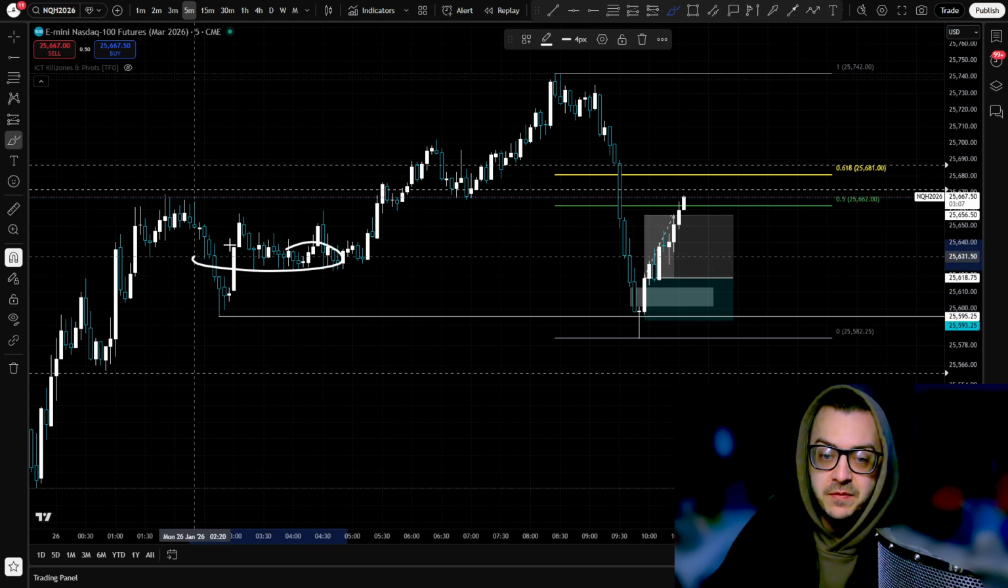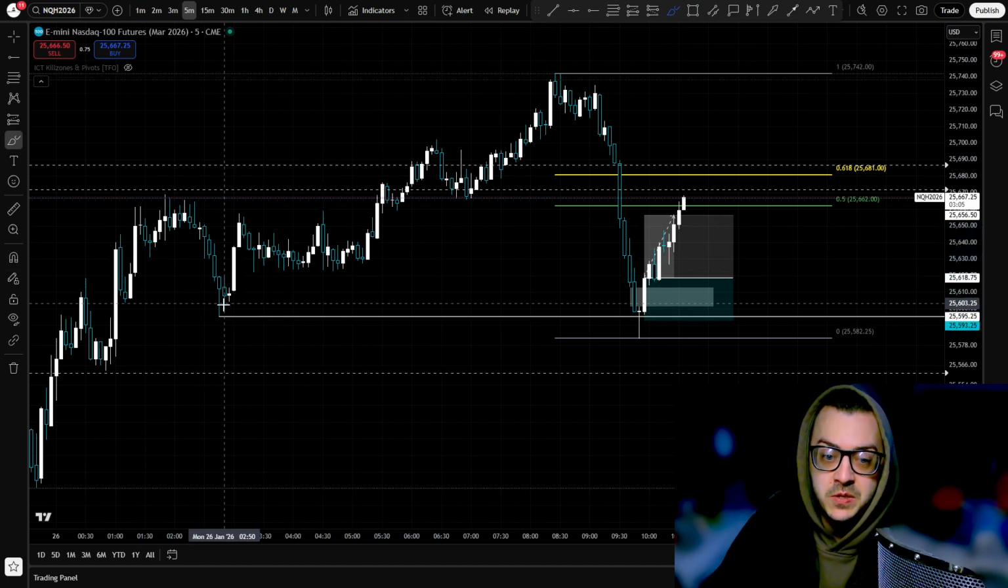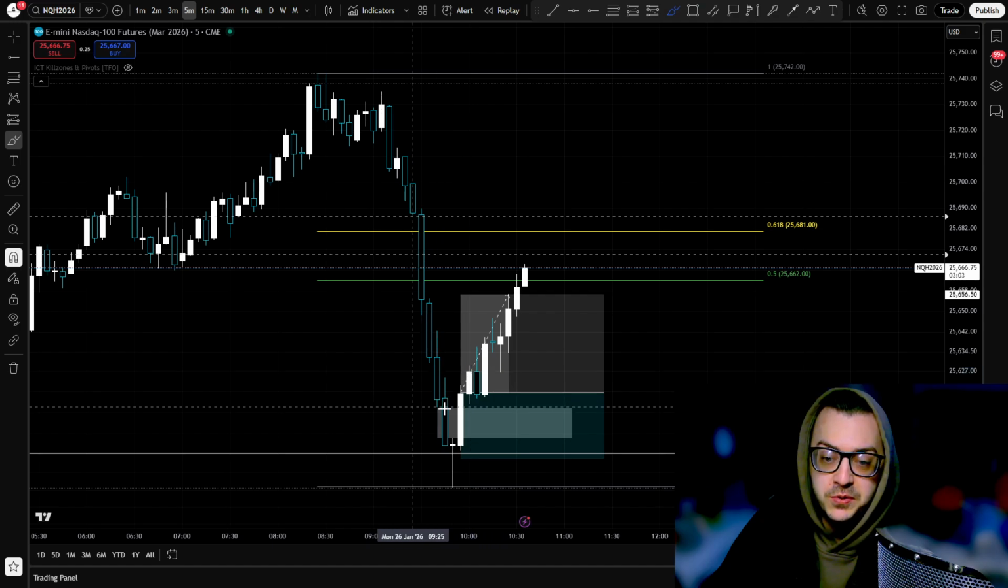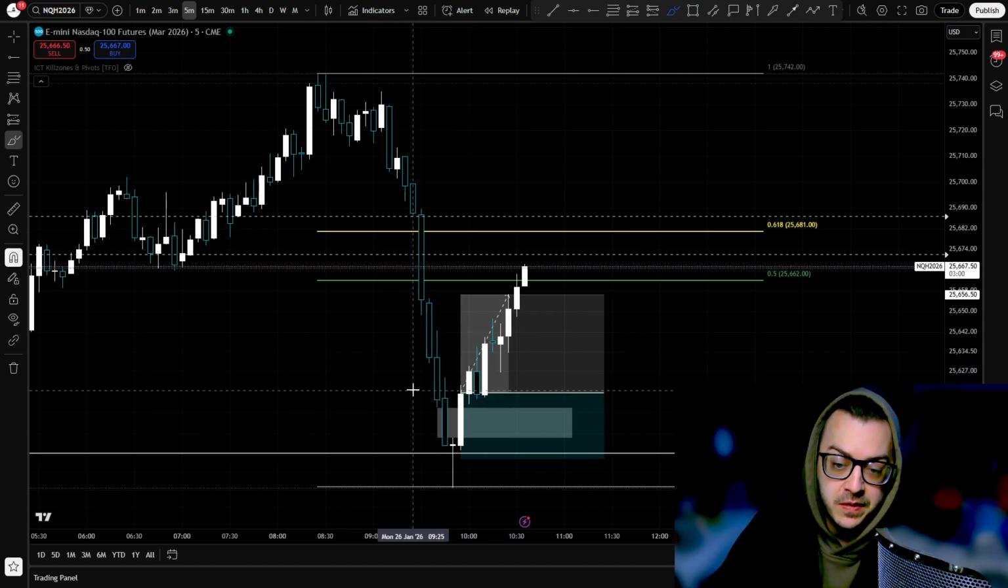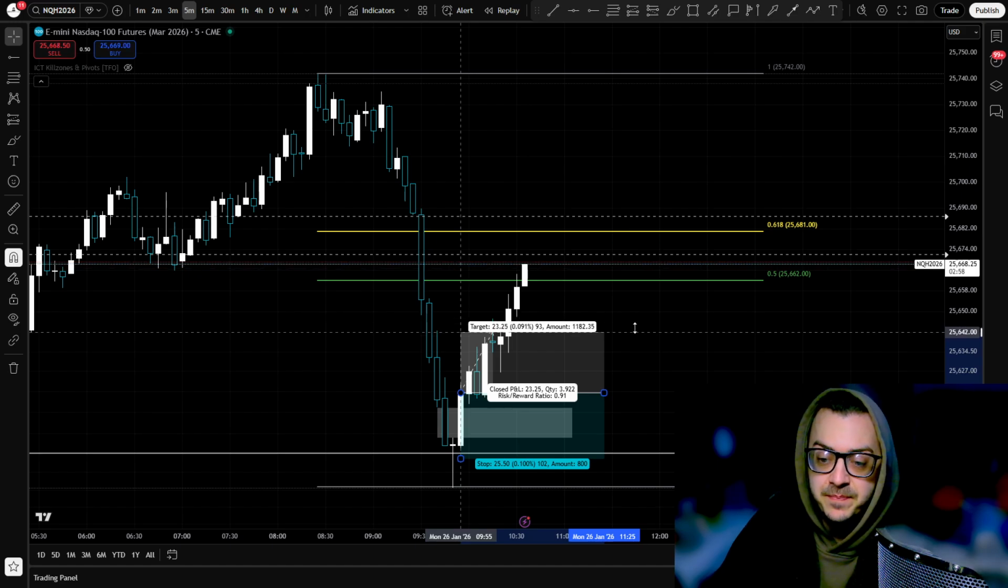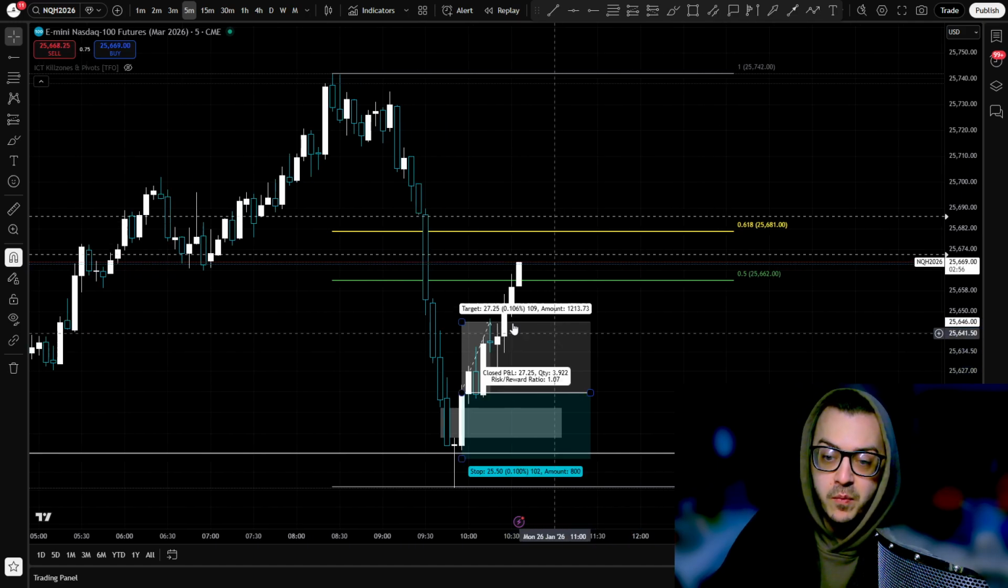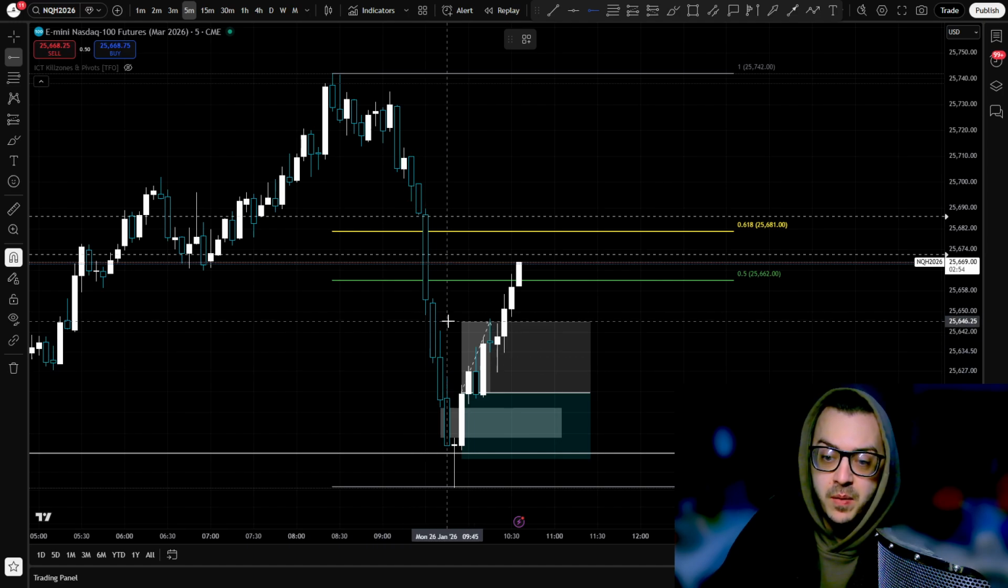Major sweep of liquidity. After sweeping out all of this liquidity here, we sweep this wick low, we get a really good bullish reaction, 3 candle pattern V shape to the upside. And then as you can see, as I've just said, I target 1 for 1 for my first TP, take half my position off here.